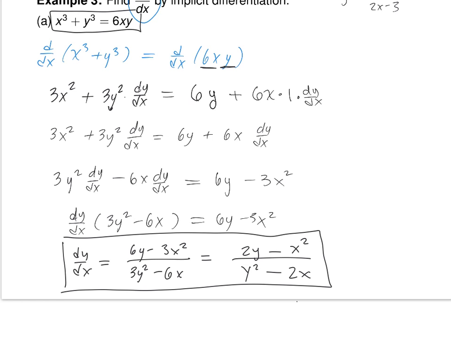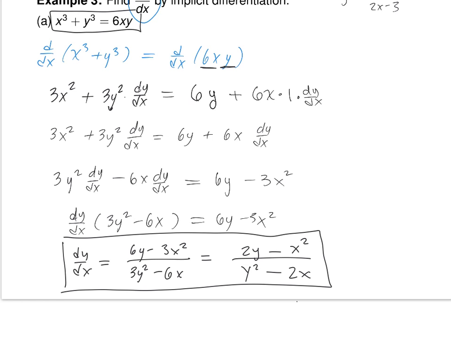And this gives you slopes of tangent lines to things that aren't necessarily functions. Like if you graph this thing, it's not going to pass the vertical line test. It's not going to be a function. But you can still find slopes of tangent lines. The circle wasn't a function either, was it? No. So, okay.